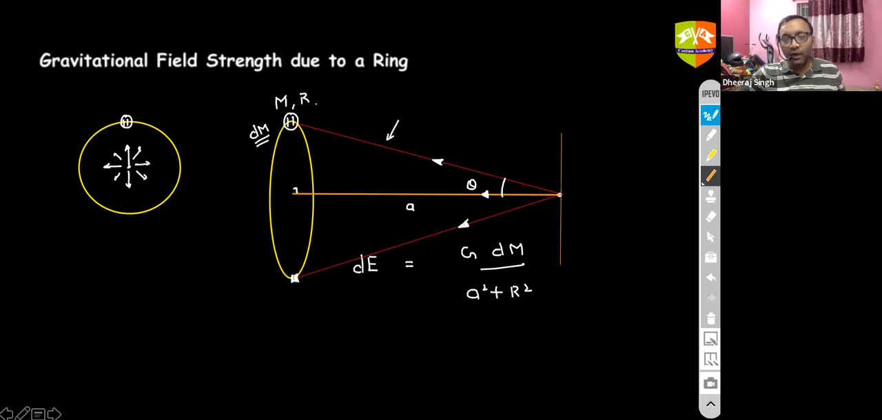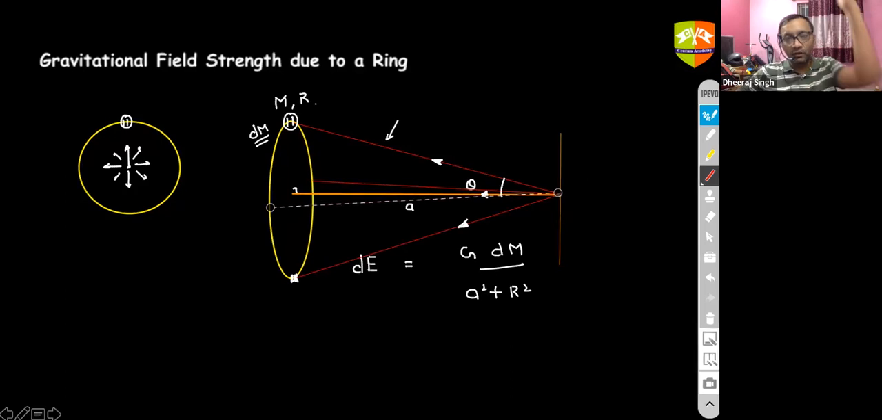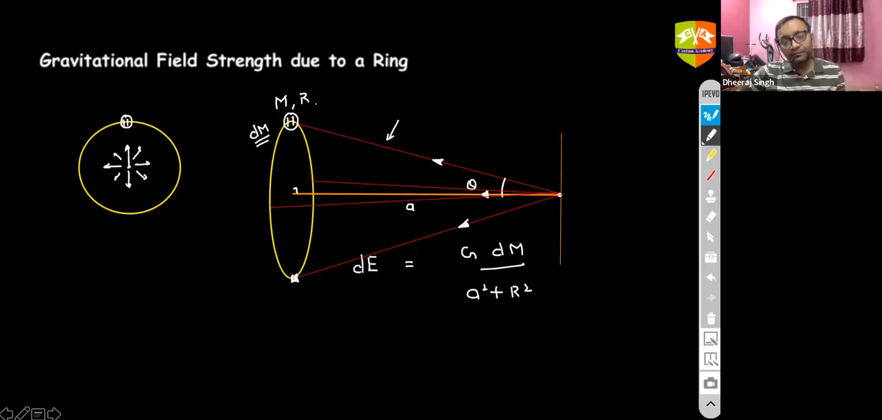Any time you take one point mass, let's say if you take it here, diametrically opposite, there will be one more point. Okay, so they will cancel out perpendicular to the axis. So the only field remaining is the horizontal. So why consider the vertical component? We'll just consider the horizontal one, which is G DM A square by R square into cos theta. Cos theta is A divided by root over A square plus R square.